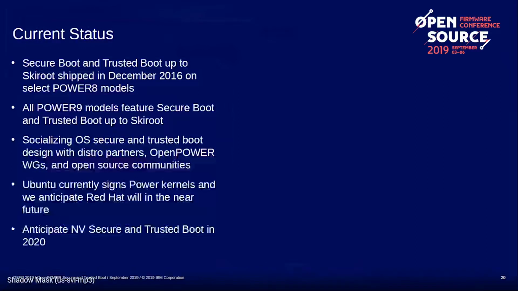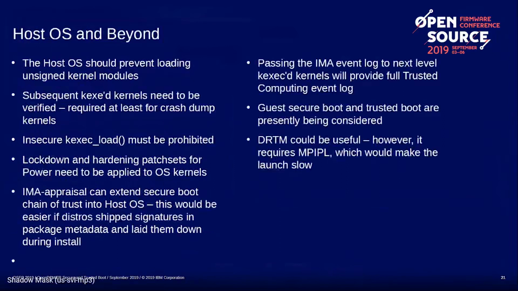Right now, Ubuntu signs the Power kernel with sign file. We anticipate Red Hat is going to do this in the very near future. And that'll give us the ability to verify these out of the box, much as you do on x86 nowadays. And we anticipate that the OS Secure and Trusted Boot will premiere next year. So we're not done.